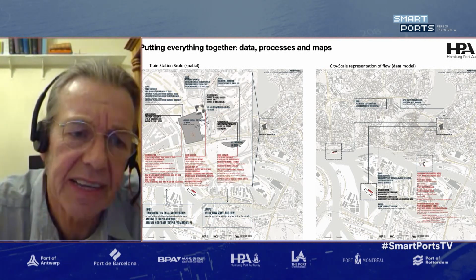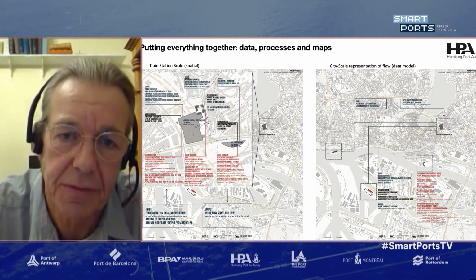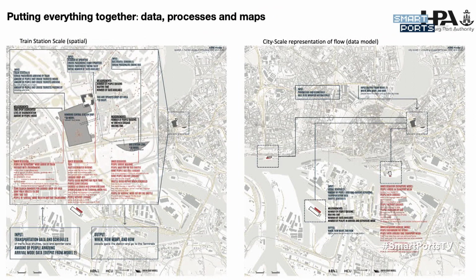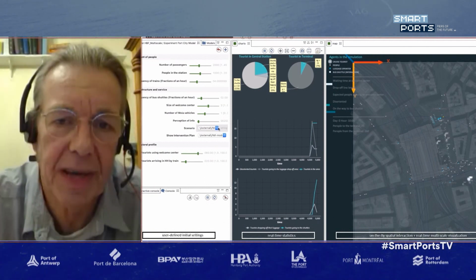And on the left, you can see that we were also simulating within the main station and also within the terminals what the tourists were doing. Yeah, so that was our first project, using agent-based models for simulations. Next slide, please. Yeah, this is already the last slide.